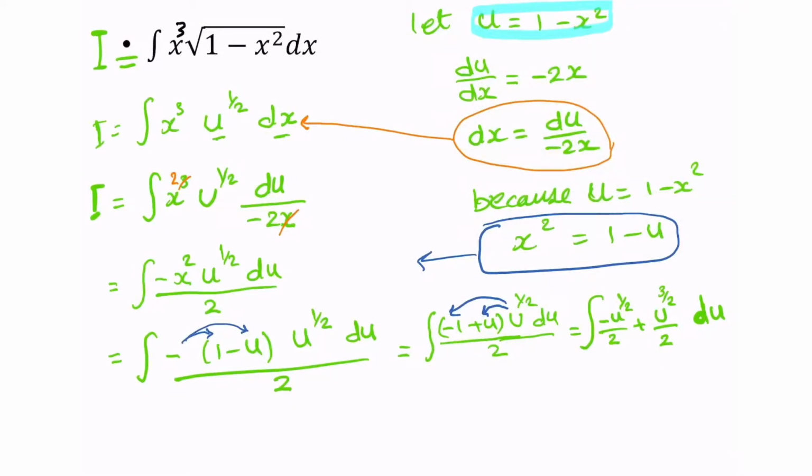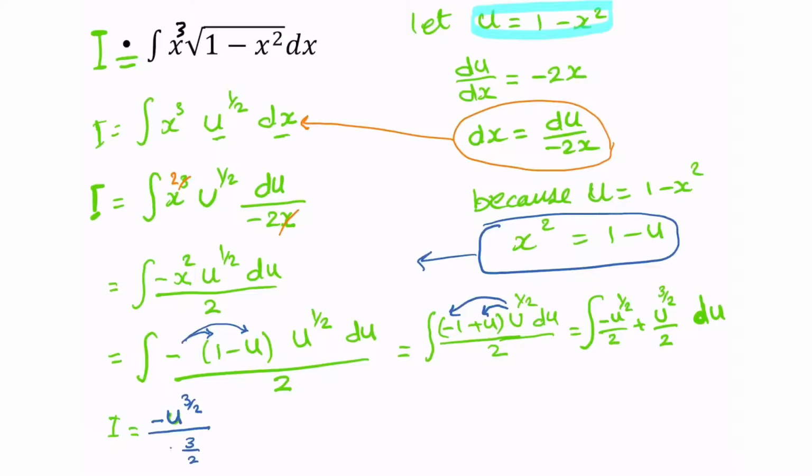So now I equals, we will add 1 to the power. So now we will integrate. It's going to be minus u to the power, I'll change the color actually, minus u to the power 3 over 2 divided by the 3 over 2.